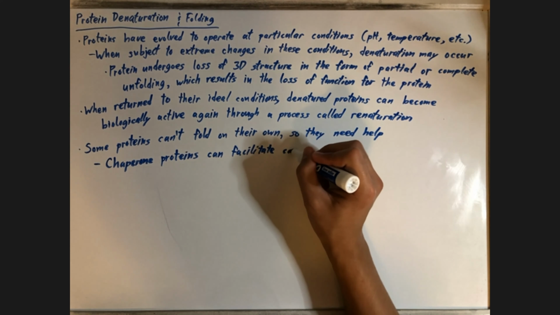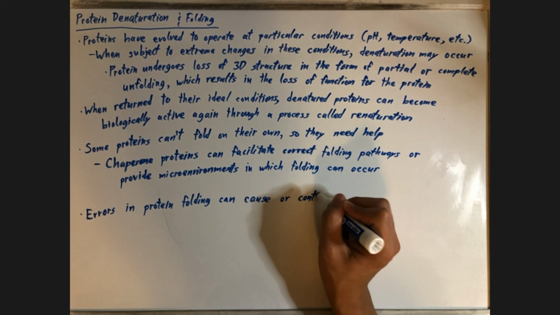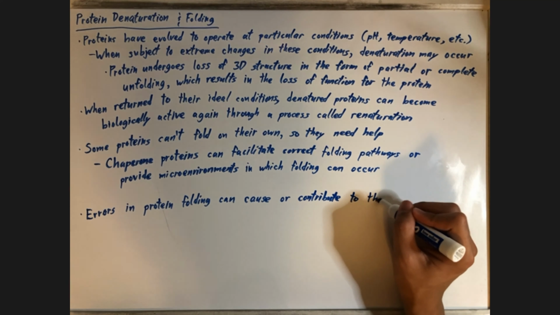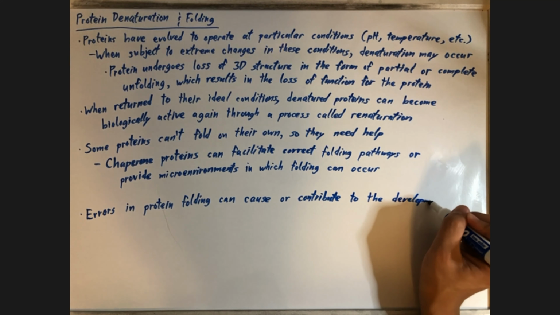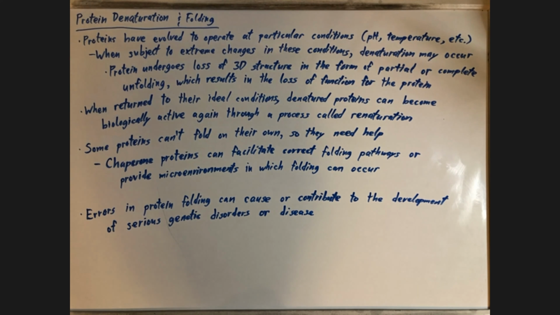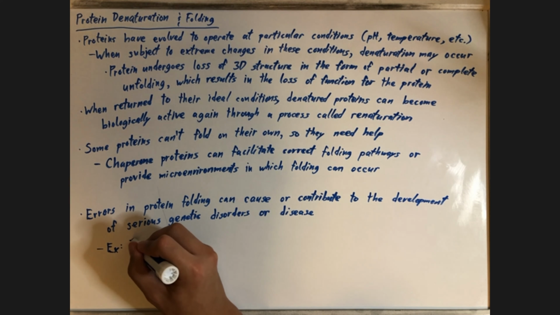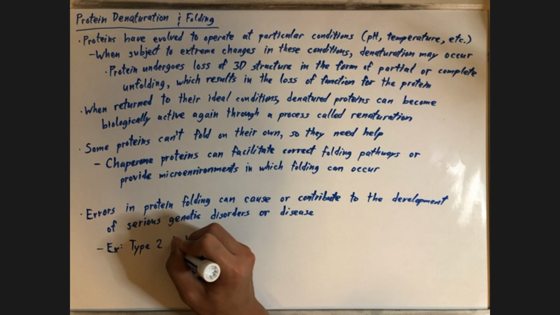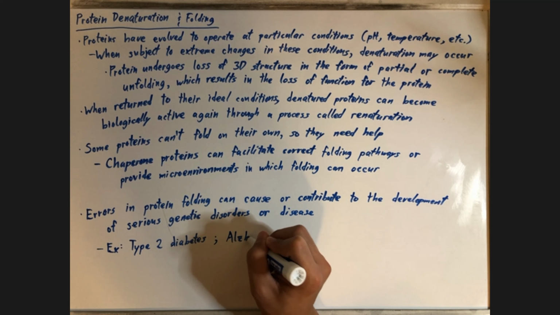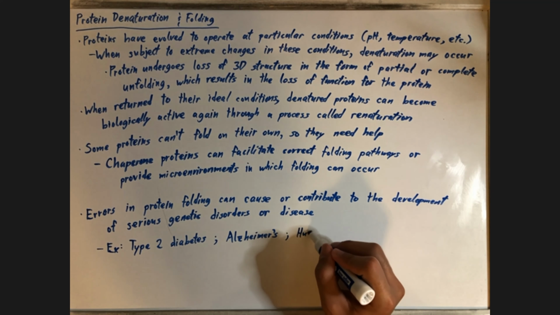Errors in protein folding can cause or contribute to the development of serious genetic disorders or disease. Some examples are type 2 diabetes, Alzheimer's, Huntington's, and Parkinson's.